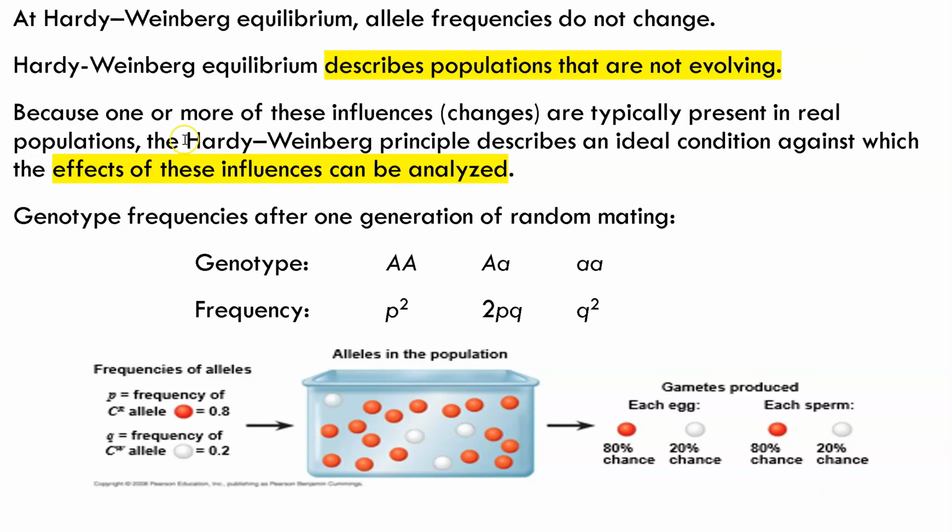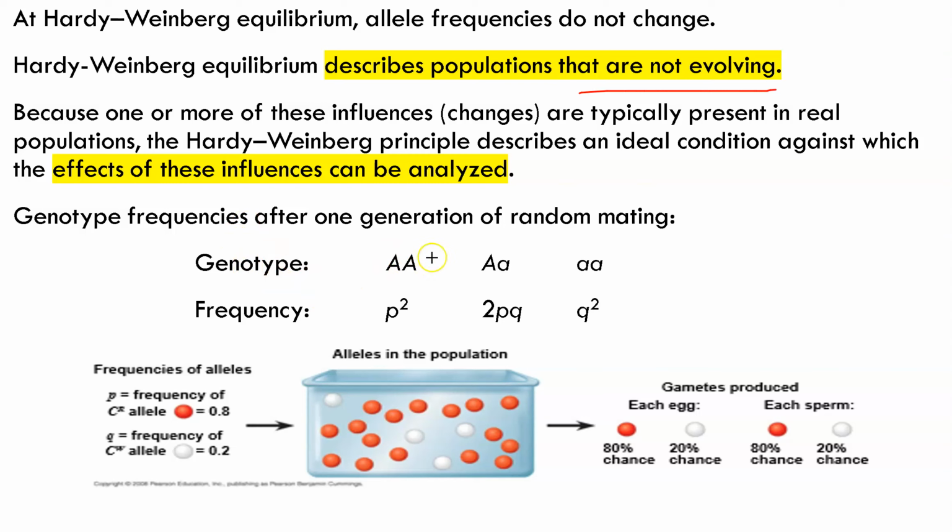At Hardy-Weinberg equilibrium, allele frequencies do not change. This situation describes populations that are not evolving. It describes an ideal condition against which the effects of these influencers can be analyzed. And we can determine if a population is changing enough to be considered evolution or not based upon Hardy-Weinberg. So what exactly is the Hardy-Weinberg equilibrium?